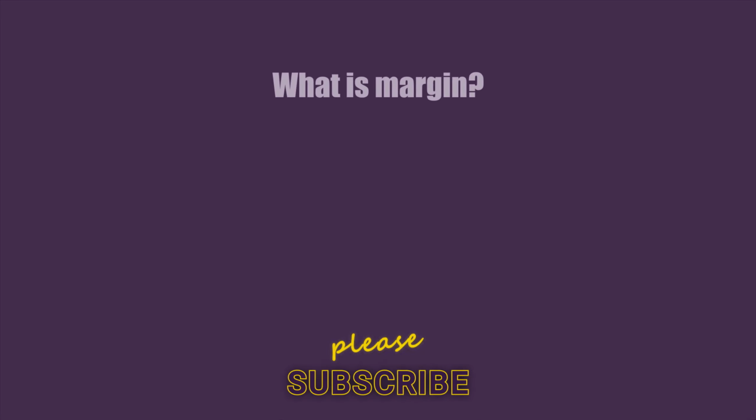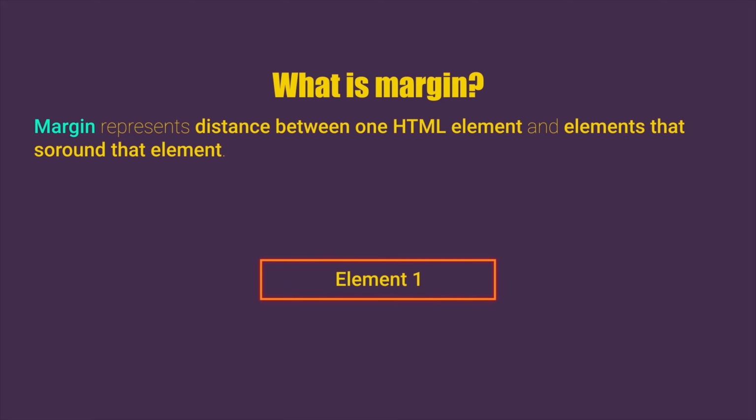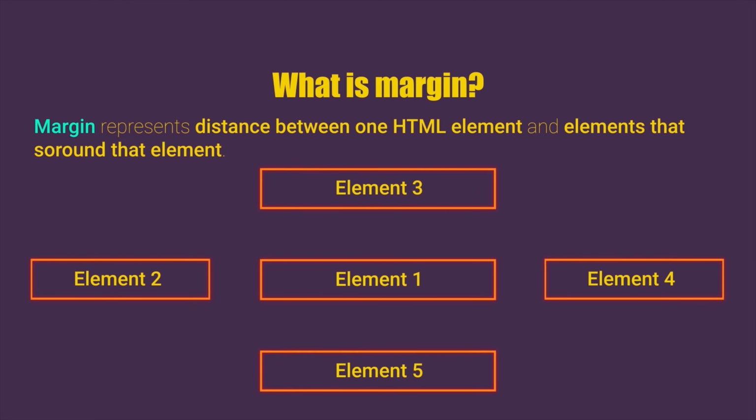What is margin? Well, margin represents distance between one HTML element and elements that surround that element. So basically, with the margin CSS property, we can define distance between elements that surround current HTML element.